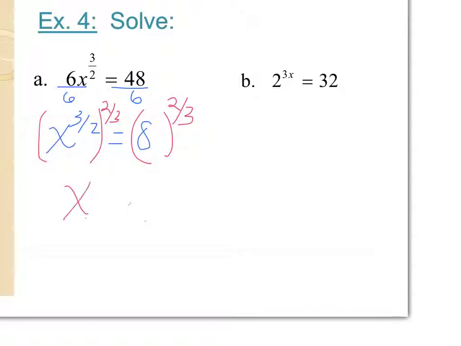Then this just becomes x. And 8 to the 2/3, the cube root of 8 is 2, and 2 squared gives me 4. So my x is 4.